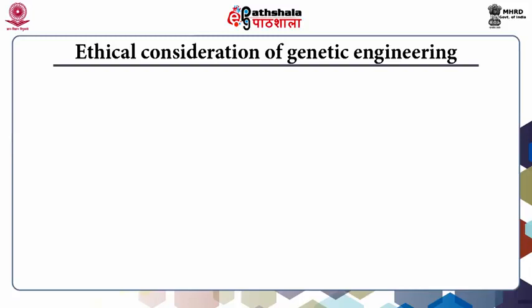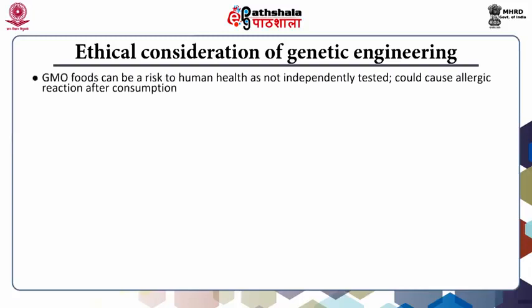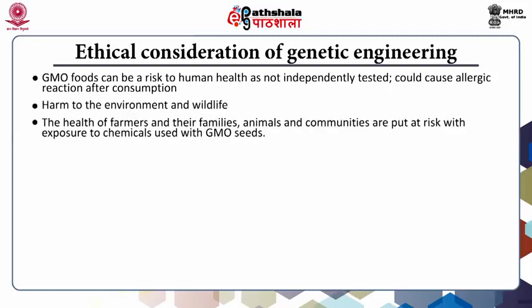The main reason genetically modified organisms are not more widely used is due to ethical concerns. Genetically modified foods are not independently tested before the food is approved, so the health of humans is threatened because the consumption of it could lead to some allergic reaction. Another safety consideration is the health of farmers and their families, animals and communities who are put at risk with exposure to chemicals used in tandem with GMO seeds.